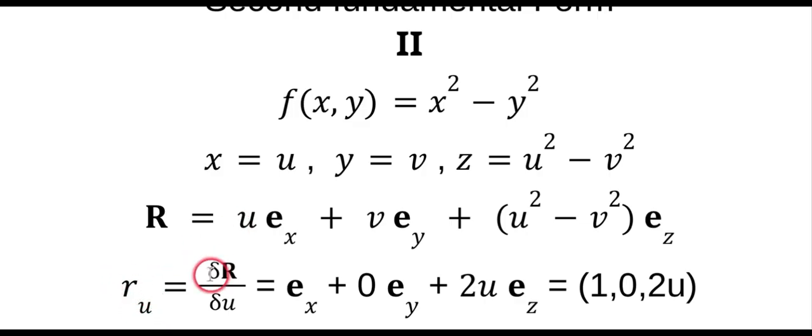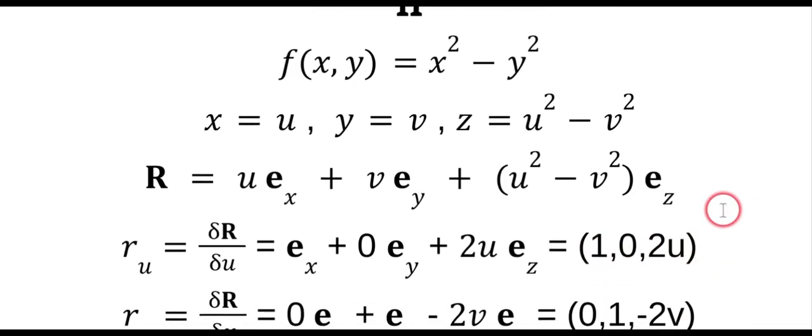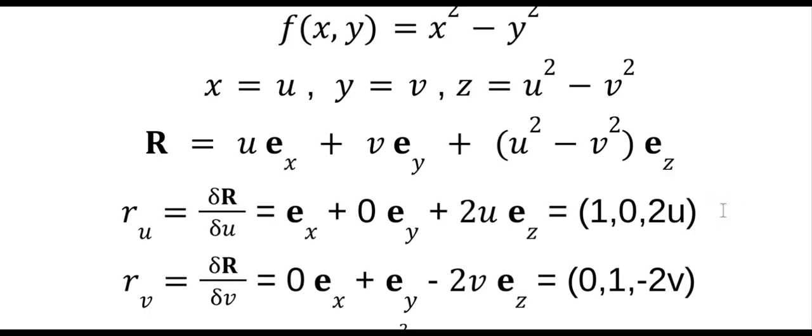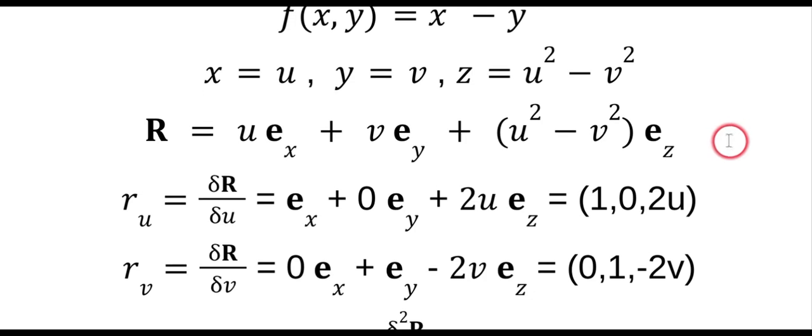So R sub u is the derivative of this position vector with respect to the first parameter, which is u. So that's obviously just 1 here. There's no u here, and this is 2u. And I'm writing this down here because we're going to use this later. And then R sub v is the derivative with respect to v. So we get 0, 1, minus 2v. Now this is also the same way we would find the basis vectors, and we would call them e_u and e_v. This is just old school, the way my old books have it.